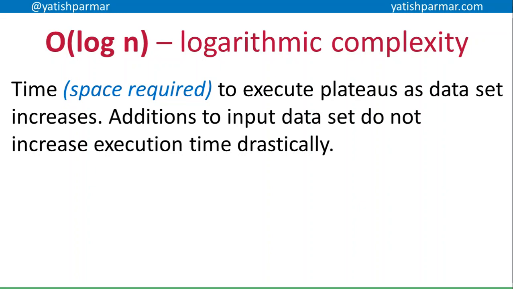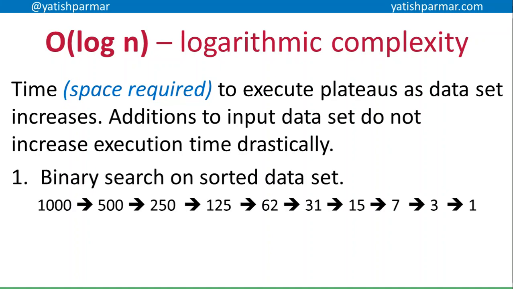An example of this would be a binary search on a sorted data set. If I have 1,000 items in my list, it's going to take me 1, 2, 3, 4, 5, 6, 7, 8, 9, 10 possible operations in the worst case scenario to find the data item I'm looking for. If I now increase my data set to 2,000 items, it's only going to increase the number of operations by 1. If I increase it to 4,000 items, it's increased by just 1 again.